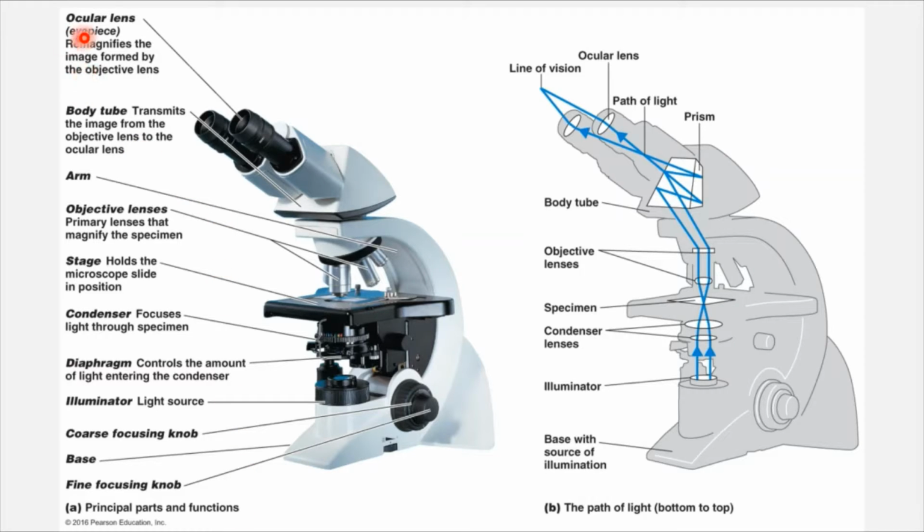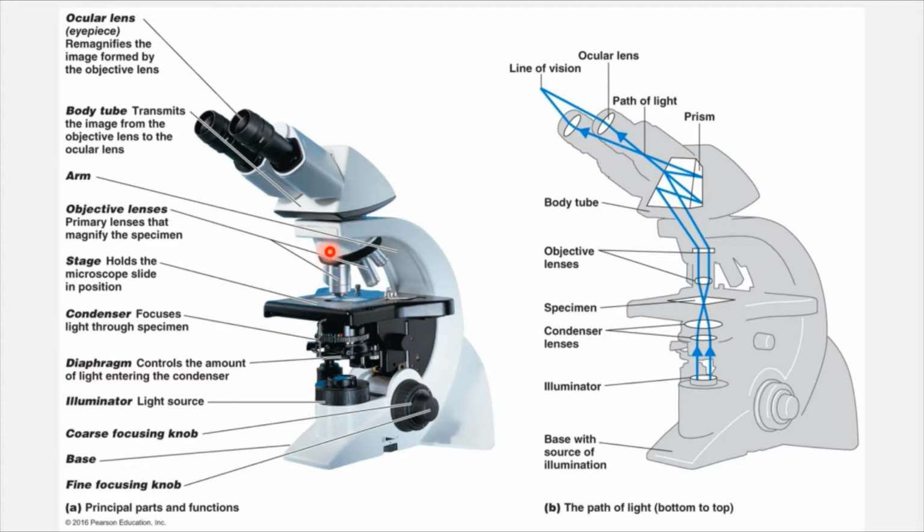One of those lenses is called the ocular lens, sometimes referred to as the eyepiece. And this lens is the one that you look into. You place your eyes adjacent to this lens and look down at your specimen. There's another lens here called the objective lens. And the objective lens actually rotates and can be switched out for usually one of 4 different magnifications that are available on the same microscope.